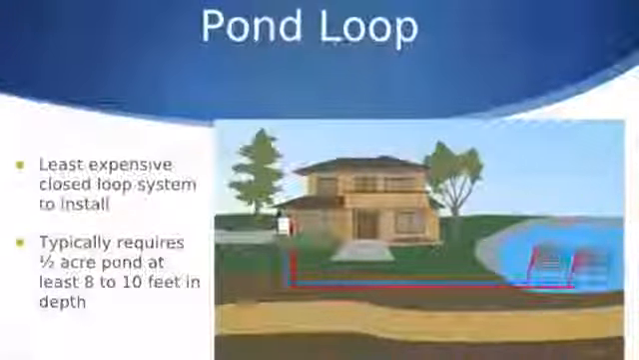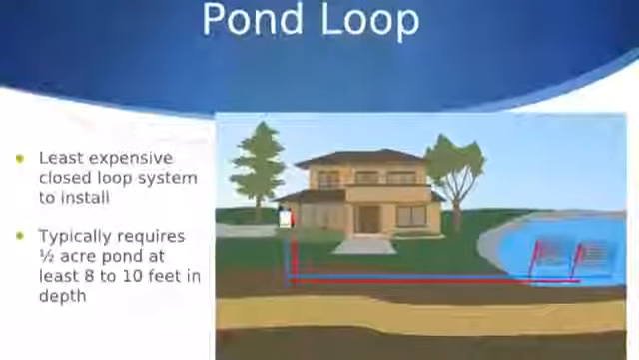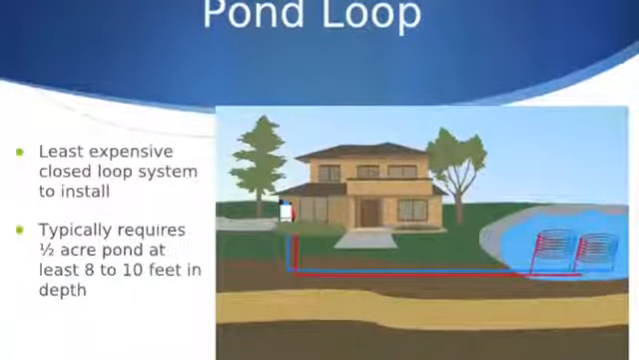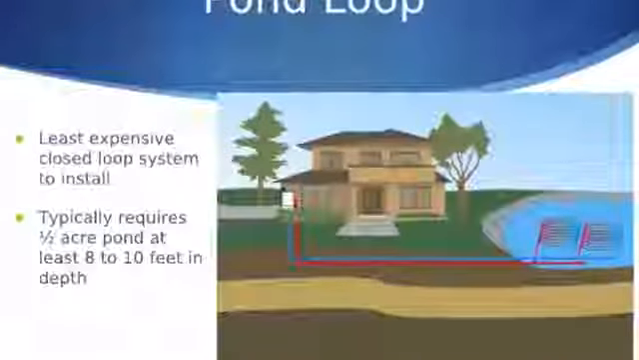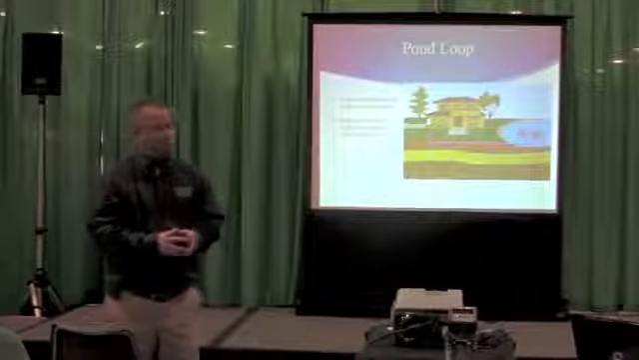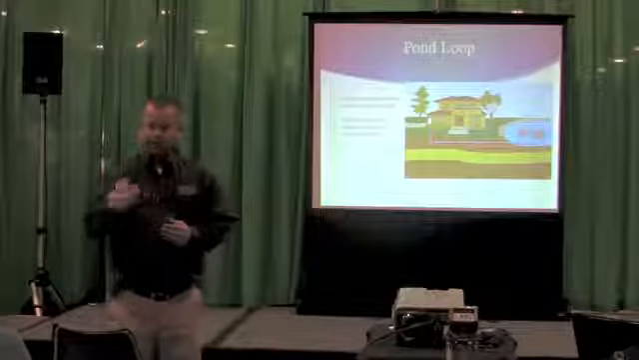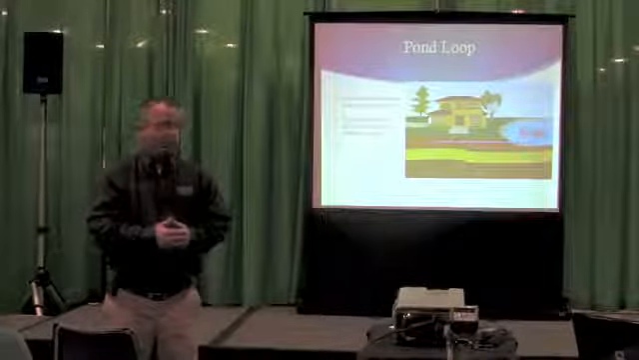The next one is what we call a lake loop or a pond loop system. They're not real popular in this area simply because of the mud and the silt we have in our lakes around here. The silt will build up on the tubing and will require periodic cleaning because the silt will insulate our tubing, and the whole purpose for the tubing is to be able to reject heat and soak up the heat from the water.